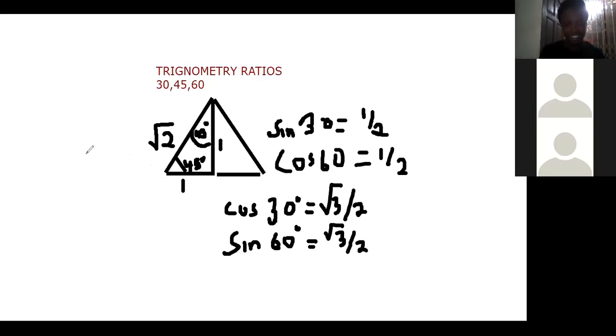How do you say, please? How did you get the root 2 and the 1? I'm even confused. A friend just passed away. I was just sent a message that someone passed away.